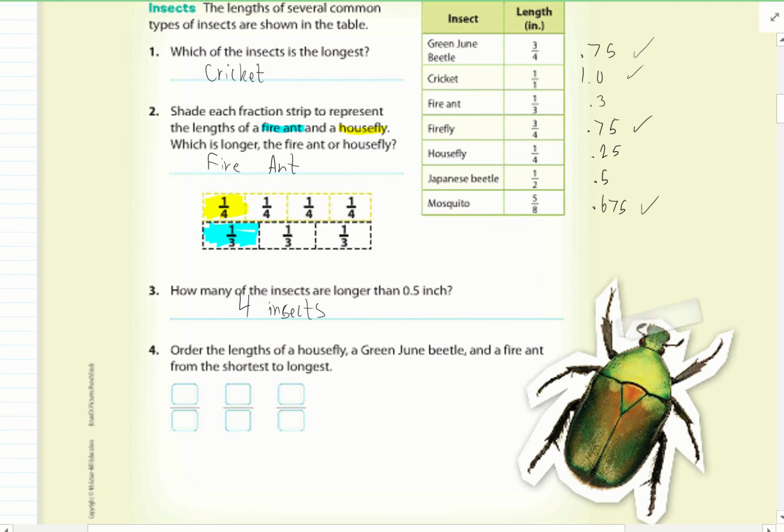Order the lengths of the housefly, a green June beetle, and a fire ant from shortest to longest. Well, I'm glad I changed these all to decimals because then it makes it easier. So housefly is 1/4. Fire ant, I forgot to put the bar notation, fire ant is 0.333, and the green June beetle is the biggest. So my housefly is the smallest, and then fire ant is the middle, and then green June beetle is going to be my longest.